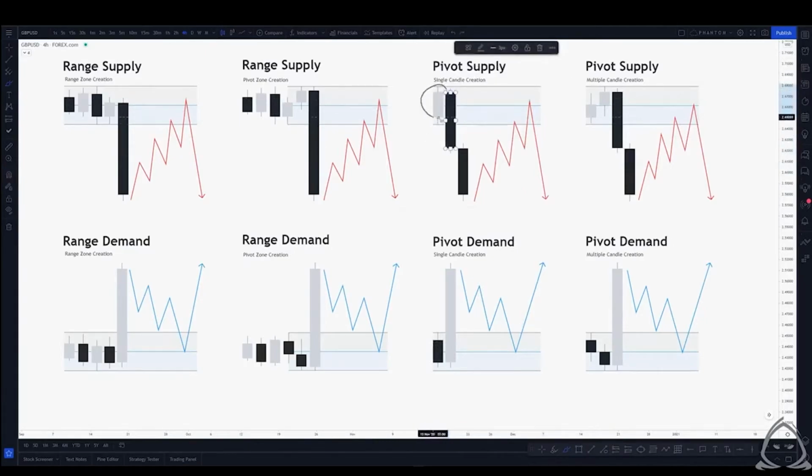And what we would see within this candle as well, just to drive the point home a little bit more, is this single candle on a lower time frame, more specifically, is likely a range as well.